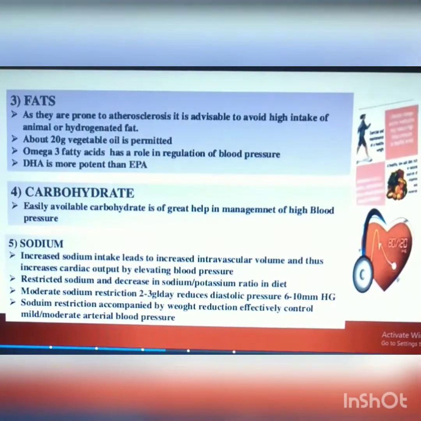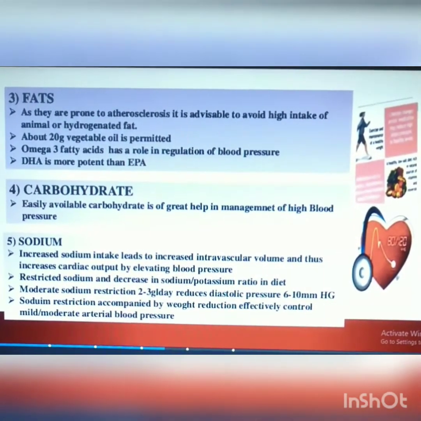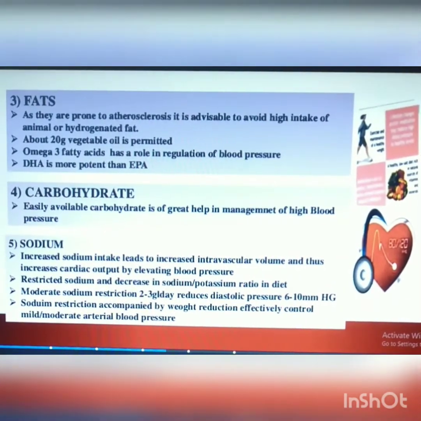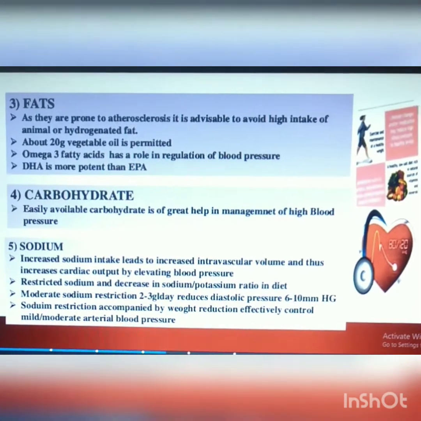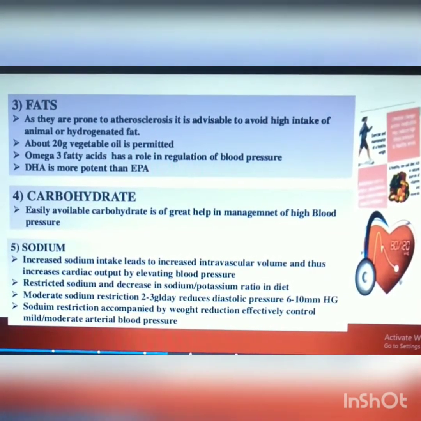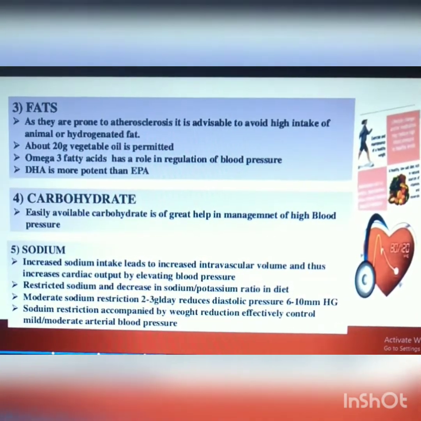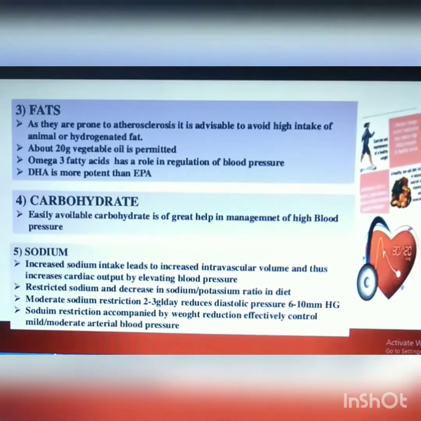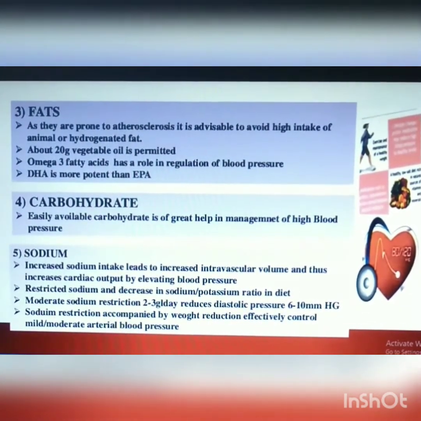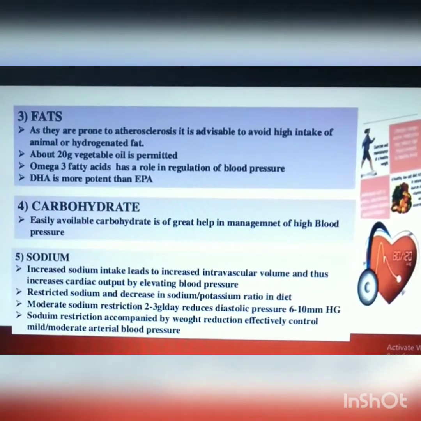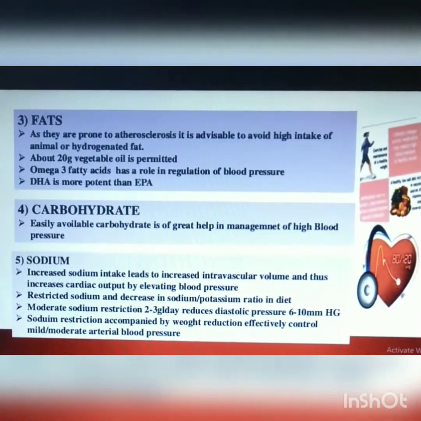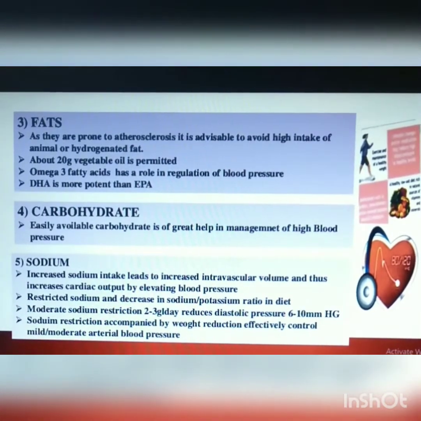Next, we'll see the fats. As they are prone to atherosclerosis, it is advisable to avoid high intake of animal or hydrogenated fat. About 20 gram vegetable oil is permitted. Omega-3 fatty acids have a role in regulation of blood pressure. Next is the carbohydrate. Easily available carbohydrate is of great help in management of high blood pressure.